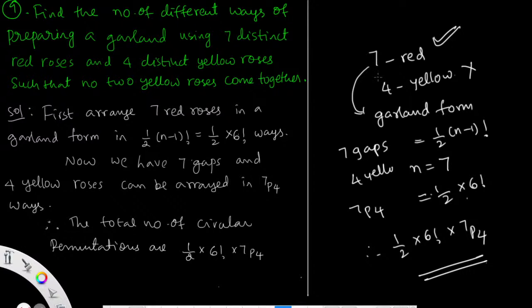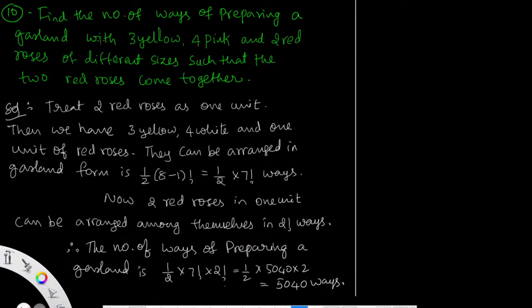First, to treat no two yellow roses coming together, arrange the 7 red roses in a garland form. That is half into (n minus 1) factorial, half into 6 factorial ways. Now the 7 red roses give 7 gaps in between them. So in these 7 gaps we can arrange the 4 yellow roses. That can be done in 7P4 ways. Therefore, the total number of circular permutations is half into 6 factorial into 7P4 ways. This is question number 9. Then go to question number 10.